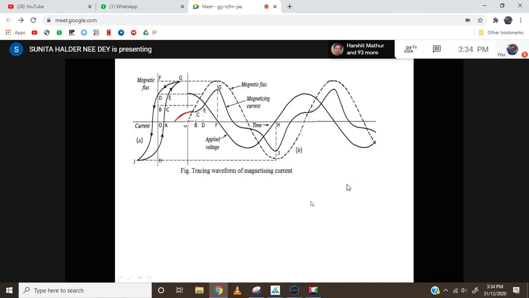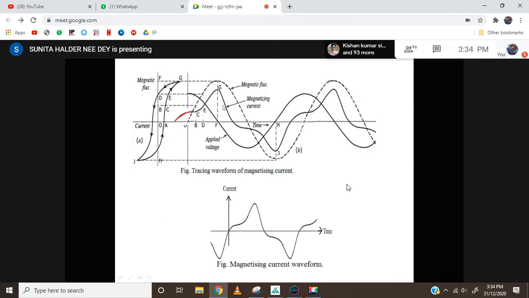It is not exactly peaky in nature, but there is some deformation near zero crossing also due to the residual magnetism. So if we see the magnetization current waveform in the oscilloscope, then we shall get this. I just copy it from here and delete the remaining portion, because we shall see this figure in the oscilloscope. We shall expect that one.